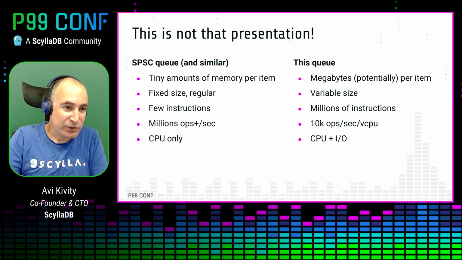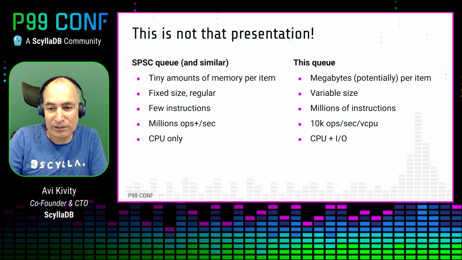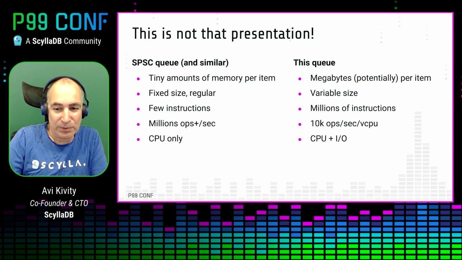Usually a single producer, single consumer queue's performance is measured in millions of operations per second, whereas this queue is not as performant. It only manages about 10,000 operations per second per vCPU. And while usually those queues talk about CPU, this queue is concerned about CPU and I/O. So superficially, they're similar, but they're actually very different.